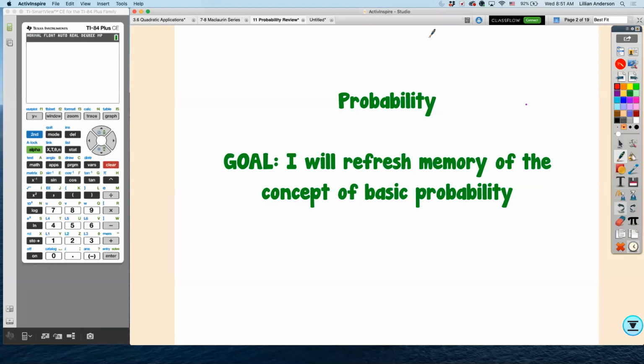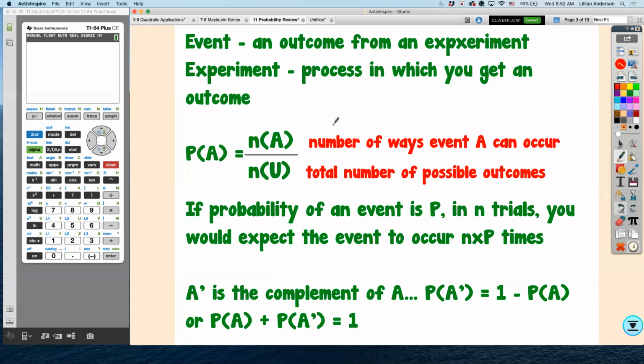Today we are refreshing our memory of basic concepts of probability. So some key terms that you'll see a lot of: an event, that is an outcome from a particular experiment. And of course, experiment is the process in which you get an outcome. So the experiment would be rolling a die. The event would be to get a 6, okay?